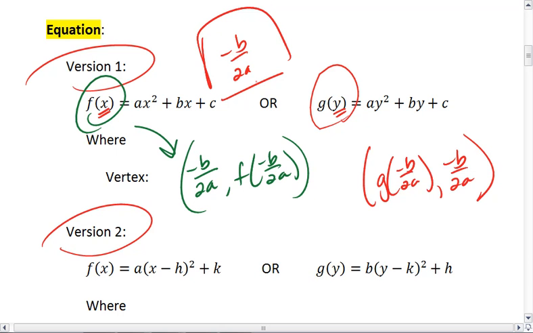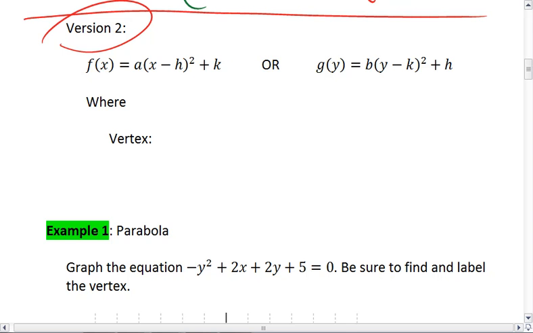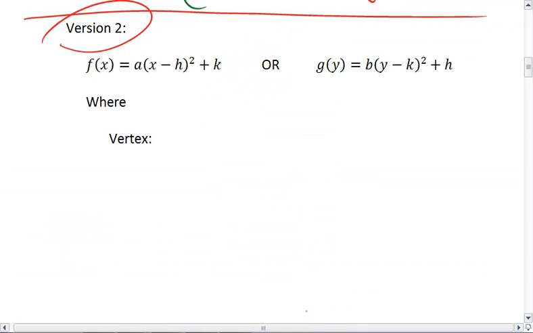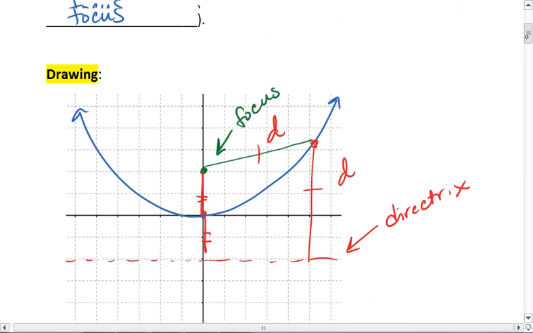Let's look at version 2 though, because this one's new and important to make sure that you understand. We can also write our parabolic equations as either f of x equals a times x minus h squared plus k, where our vertex is h comma k, or we can write it as g of y equals b times y minus k squared plus h, where again our vertex is h comma k.